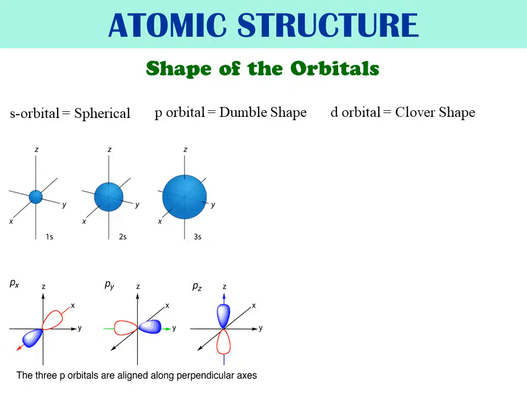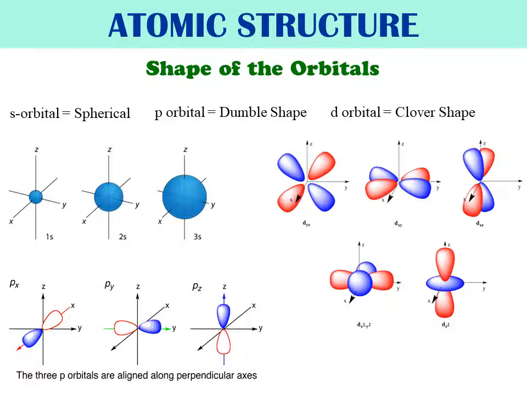Then we have the d orbital. It's a clover shape. D orbital having the clover shape. In three-dimensional space, d orbitals reflect 5 different suborbitals. So p is the orbital, and px, py, pz are suborbitals. S is having no suborbital. D orbital is having 5 suborbitals. What are they? dxy, dyz, dzx, dx square minus y square, and dz square. So these are the 5 suborbitals of d orbital.